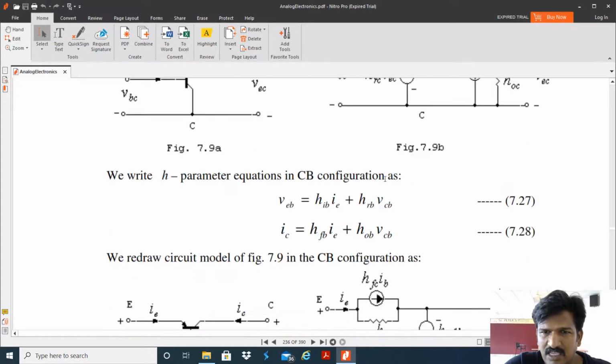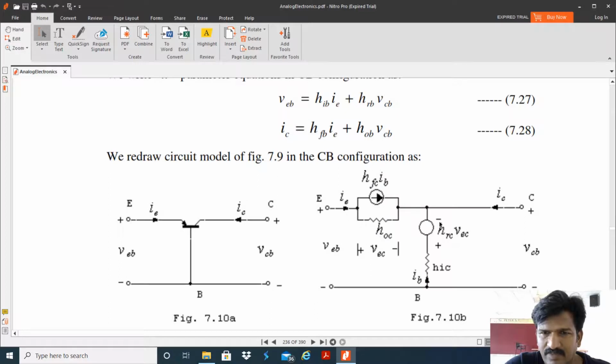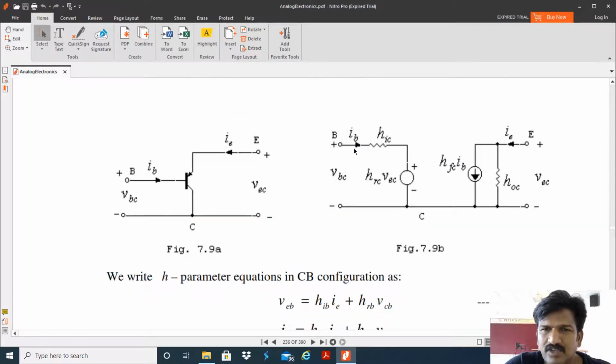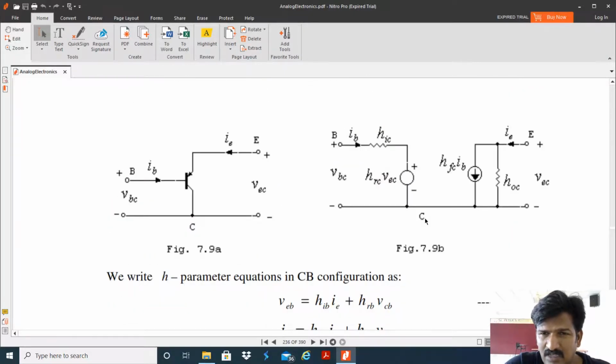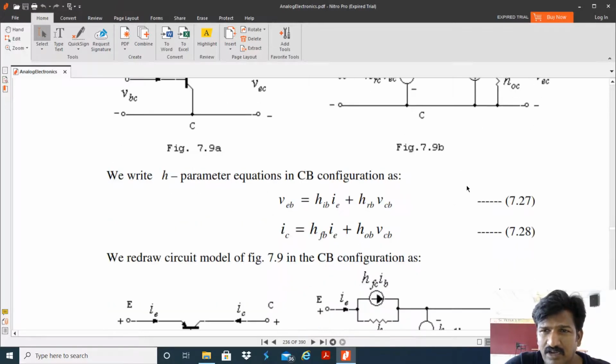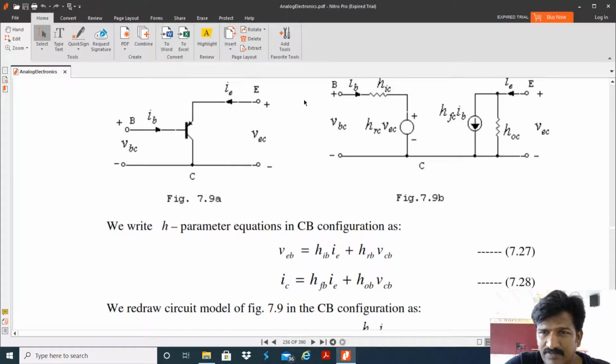This is HIC, and you have HIC IB. The IB current direction is like this. Next, when it is connected to ground, HRC VEC: this terminal will interchange. Minus will come here, plus will come here. Just observe. And this one is connected to base. The emitter is acting like an input, so the emitter is extended here for the input. Then these become parallel, and this will become output.